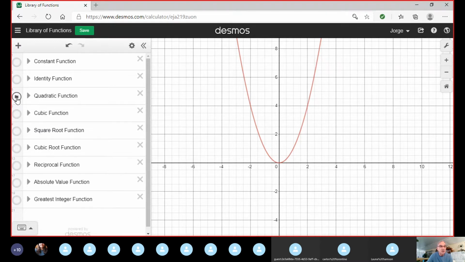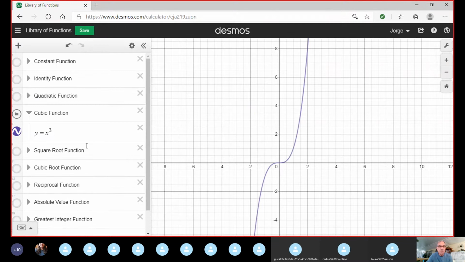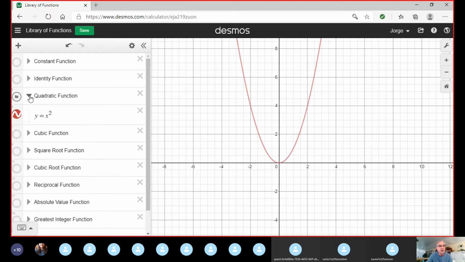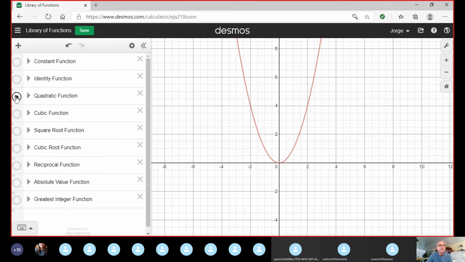Okay, quadratic. Cubic. y equals x cubed. It looks completely different. It's right up, left down. Quadratic, no, quadratic, let me see, the end behavior is right up, left up. It's the end behavior.